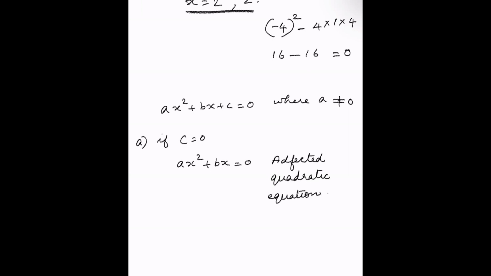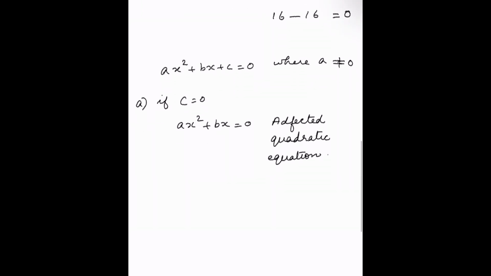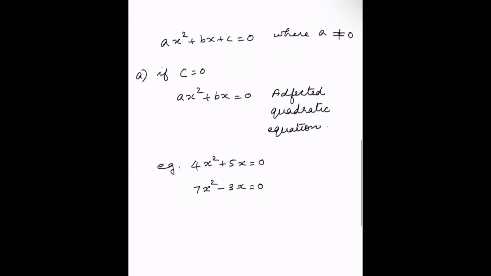This adfected quadratic equation doesn't have a constant term. Example, 4x square plus 5x equal to 0, or 7x square minus 3x equal to 0. These are examples of adfected quadratic equation.